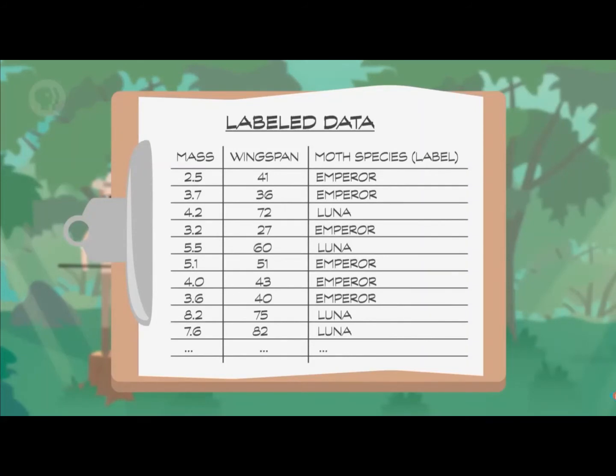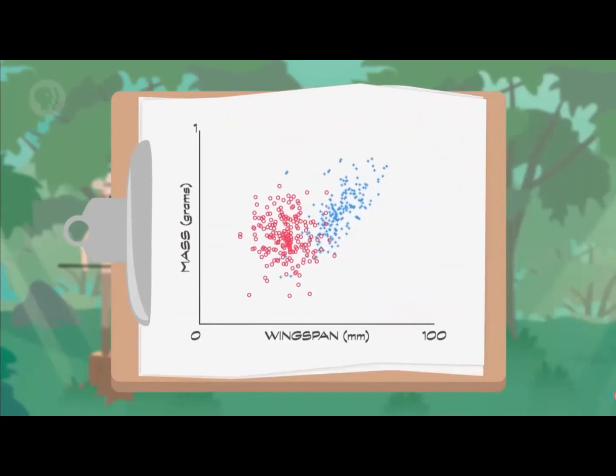Because we only have two features, it's easy to visualise this data in a scatter plot. Here I've plotted data for 100 emperor moths in red and 100 lunar moths in blue. We can see that the species make two groupings, but there's some overlap in the middle, so it's not entirely obvious how to best separate the two. That's what machine learning algorithms do, find optimal separations.